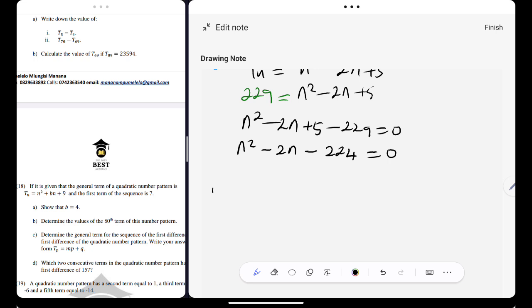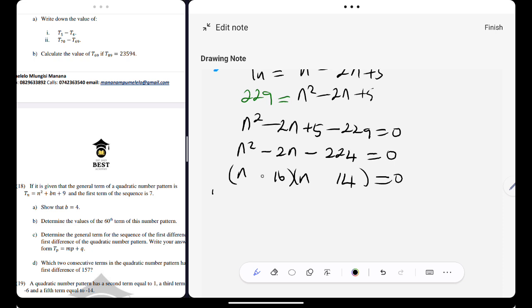Are you together? So now I just need to factorize this. I need the factors of 224 that when I subtract would give me 2. Those are 16 and 14. Are you together? The bigger factor will always take the sign of the middle term. That means n is equal to 16, or n is equal to negative 14.